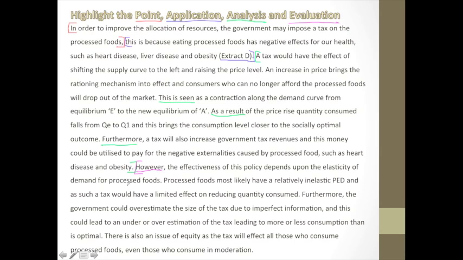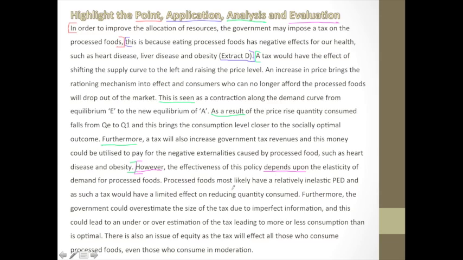So then we need to move on to evaluate, and we can see here I've started with one of the key evaluative phrases, however. So we have, however, the effectiveness of this policy depends upon, another evaluative phrase, depends upon the elasticity of demand for processed foods. So I've brought in there another variable, elasticity, which is showing the examiner I'm evaluating.